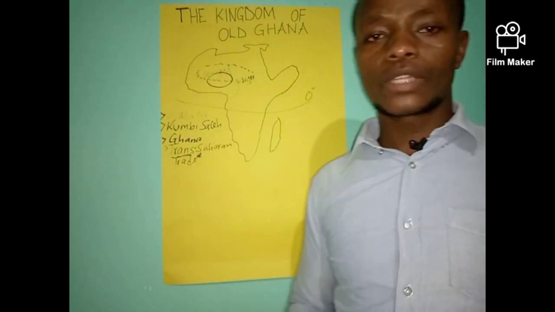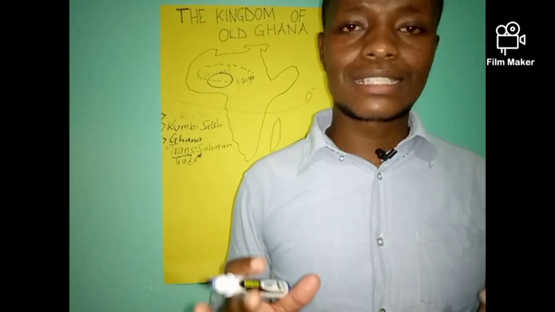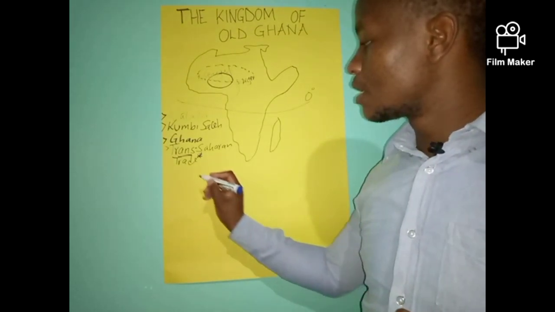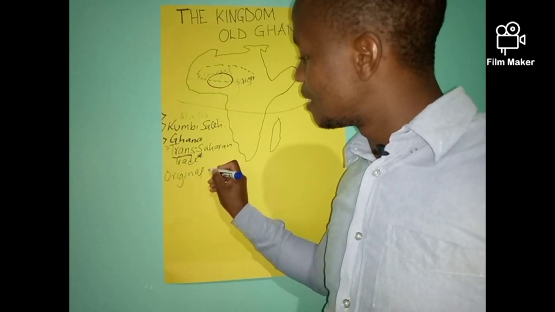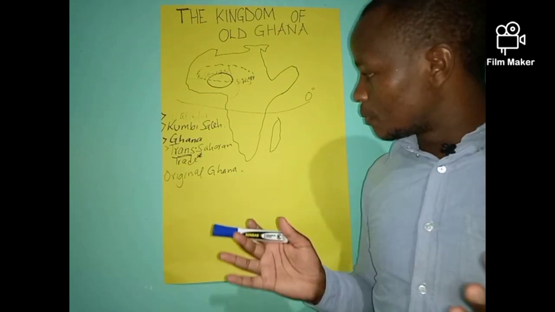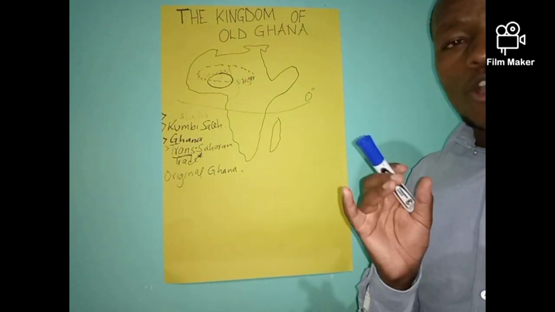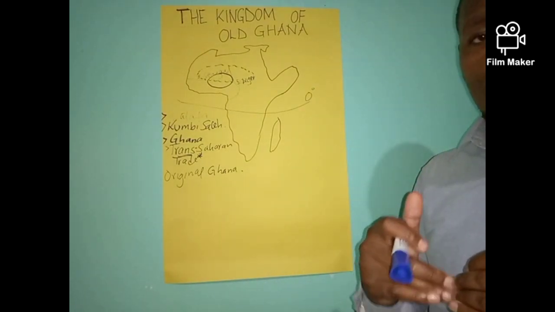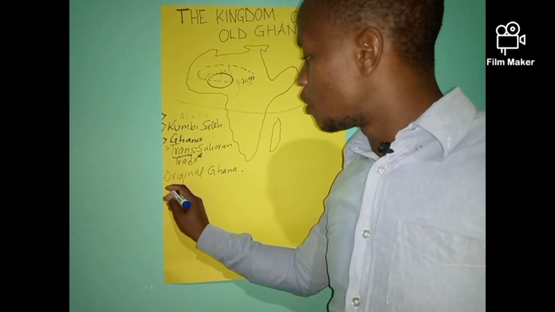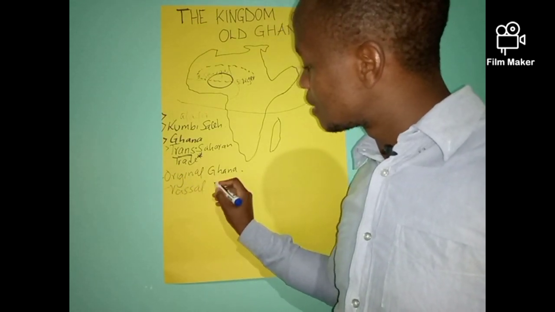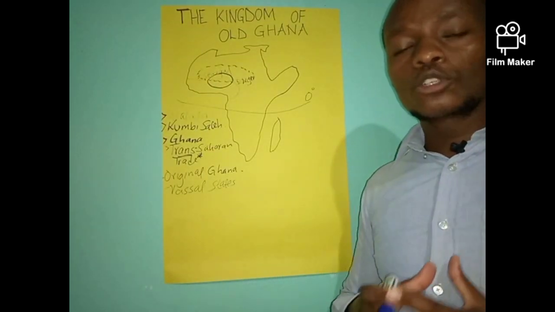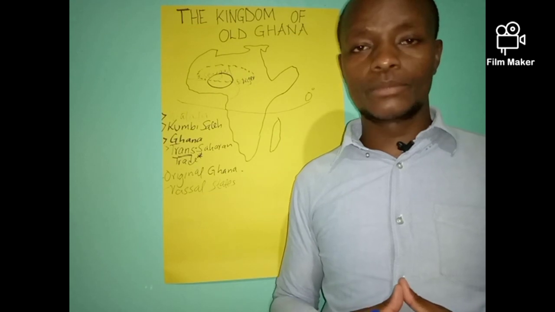The other important bit is on the conquered states, or how the kingdom was divided. We have said there was the original Ghana, where the king and the royal family and the Muslims lived. So, original Ghana is the Ghana that existed before the conquering of the weak states. Then, the conquered states were called the vassal states. And these vassal states were allowed to continue ruling themselves as long as they paid tribute to the king.